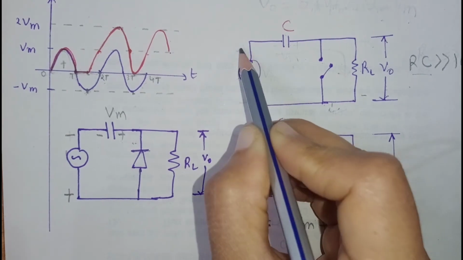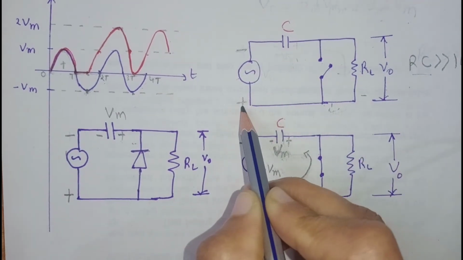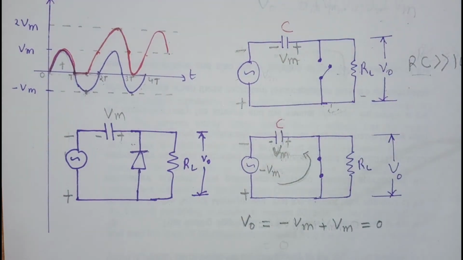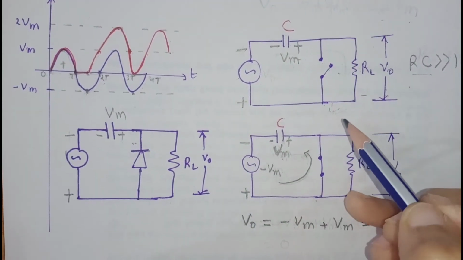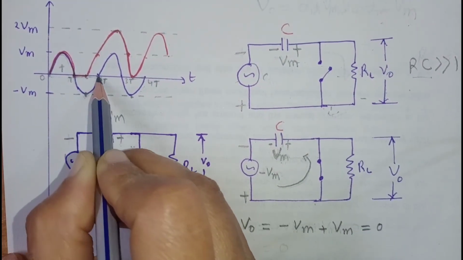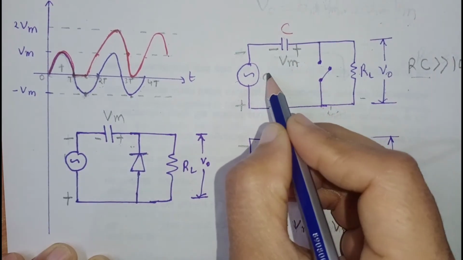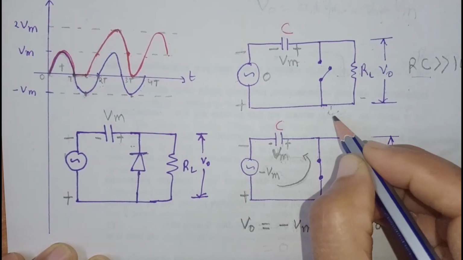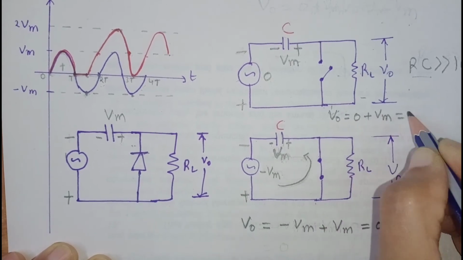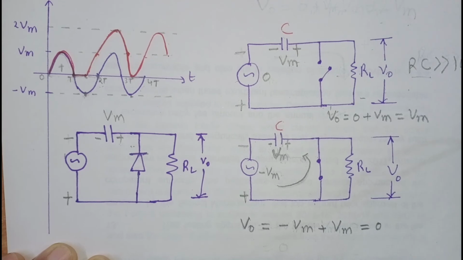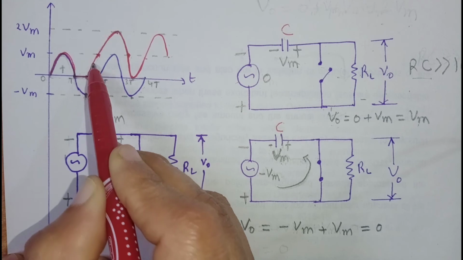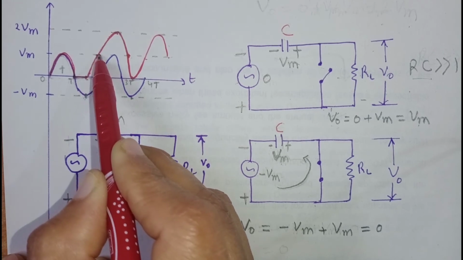The polarity here is minus and here is plus, and this is plus and this is minus, and this is charged up to Vm in this case. Now at this point of time the input voltage is 0, at time 2t the input is 0 volt. So the output voltage will be equal to 0 plus Vm. So the output will be up to Vm. Here is the voltage from this point to this point, so at this point of time the wave goes up to Vm.